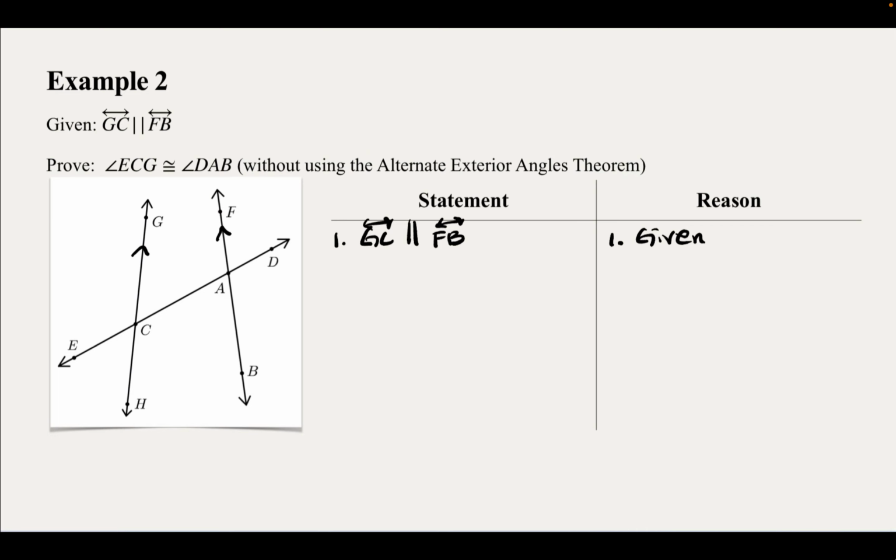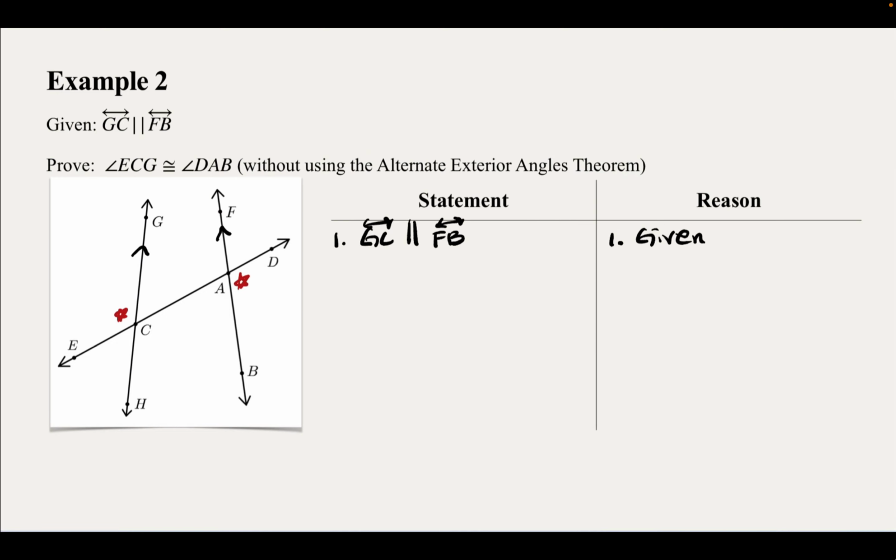Well, let's think about what that means. I always want to take my given and think about what that tells me. If those two lines are parallel, I've got quite a bit of information because I know a lot about the angle pairs. Now, I can't use alternate exterior angle theorem here. What I am going to do is mark off what I want. So I want ECG and DAB. Now, I know that those have to be congruent because that's what the exterior angles theorem says.